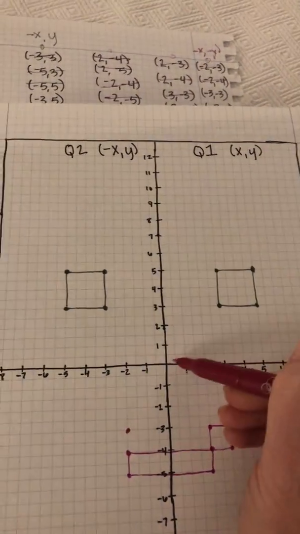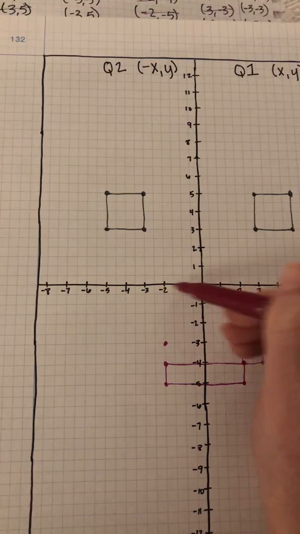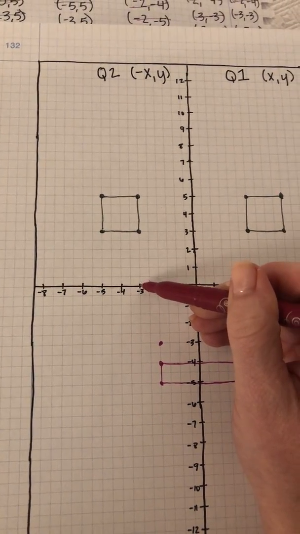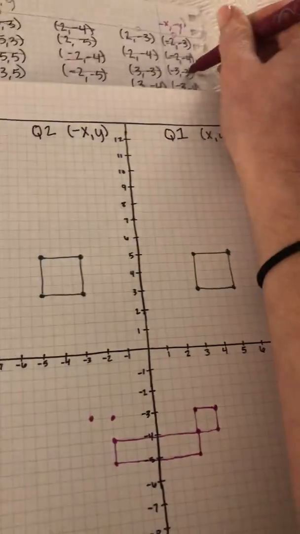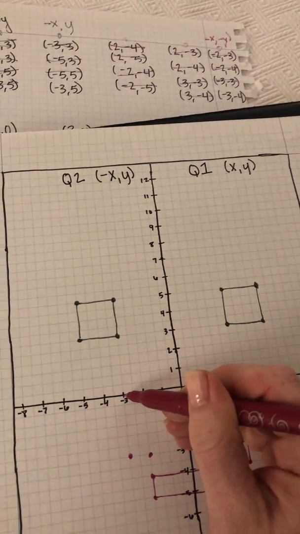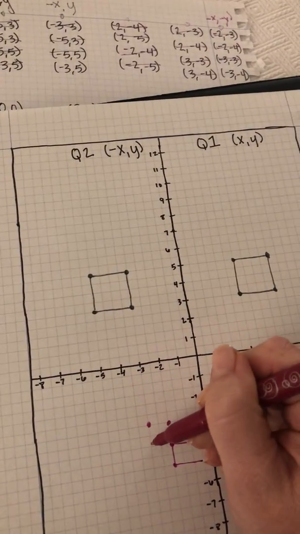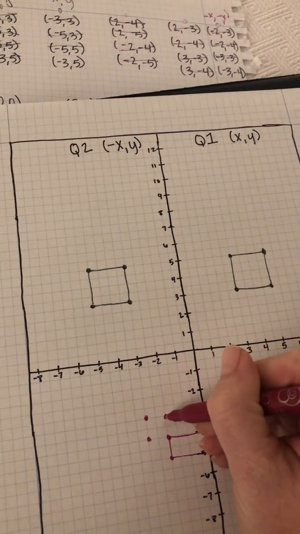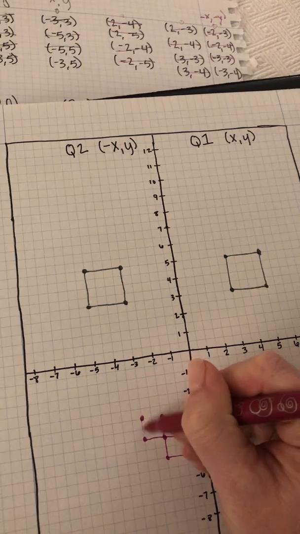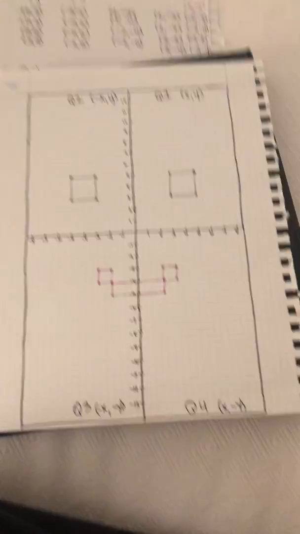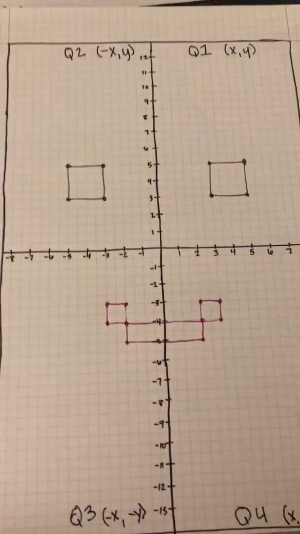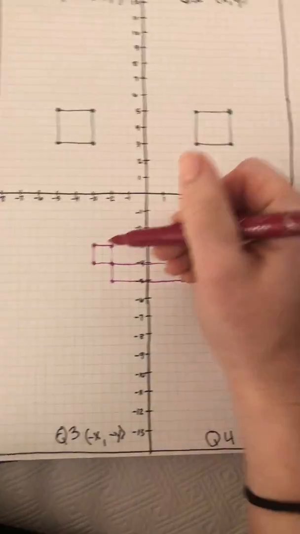Negative 3, negative 3. Start at the origin. I'm going to go over 3 to the left, down 3, because it is negative. And then I have negative 3, negative 4. Over 3, down 4. And look at that. It sure did make the same. And look, it kind of looks like a face.